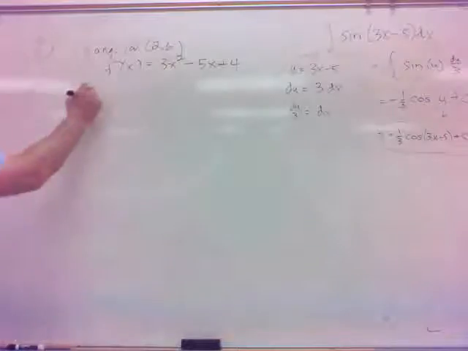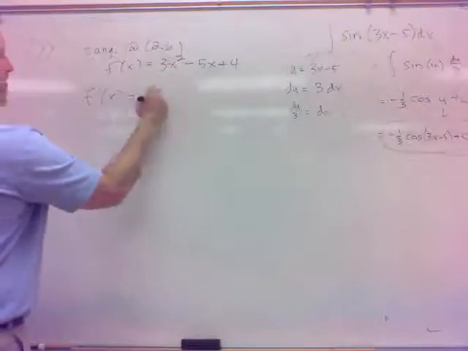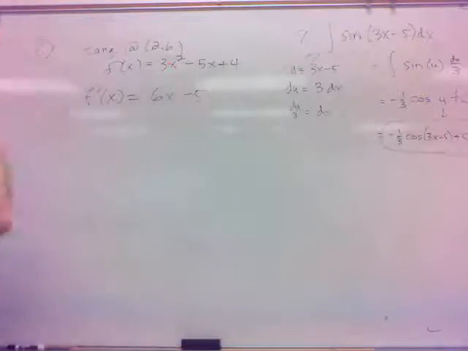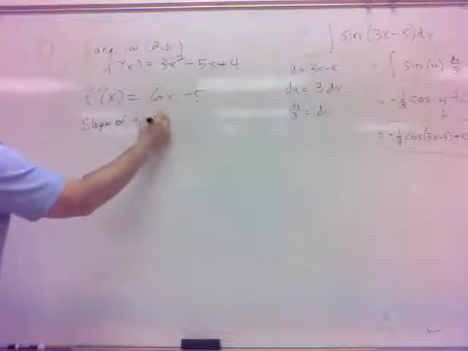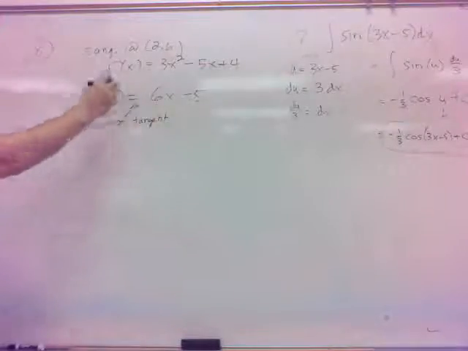I need to do the derivative, which would be 6x minus 5. And what does that derivative give me? Slope of the tangent line, yeah. So this will give me the slope of the tangent line. And in this particular case, I want it at (2, 6).